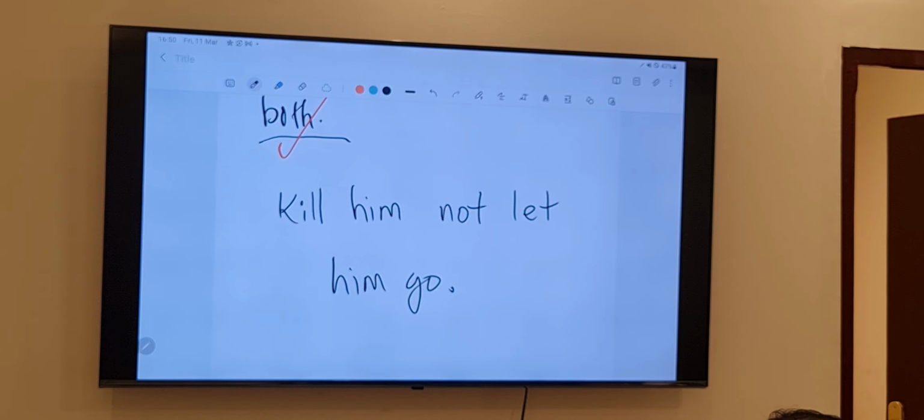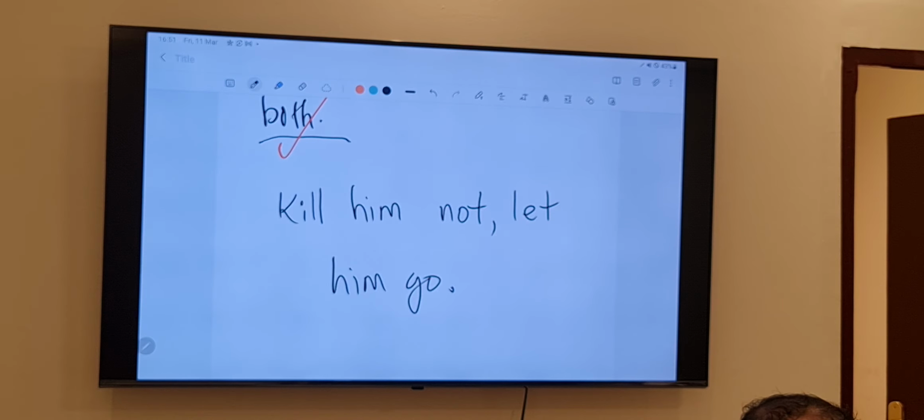The judge was supposed to have put the comma here: "Kill him, not let him go." But he forgot to put the comma. Then this man who carries the message, he is reading it, no comma. Then what he did, he put the comma here.